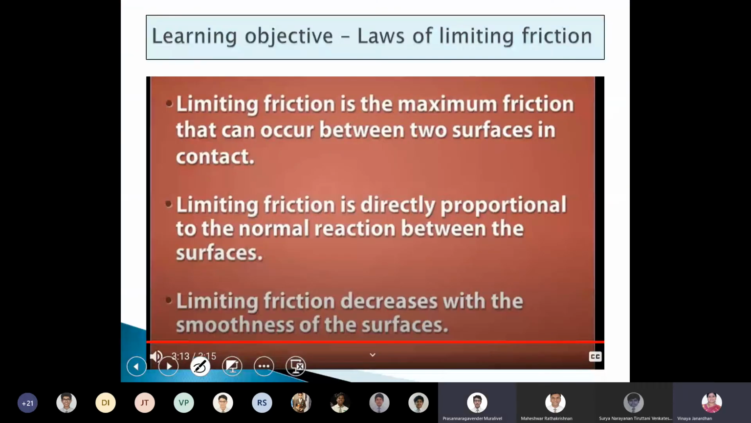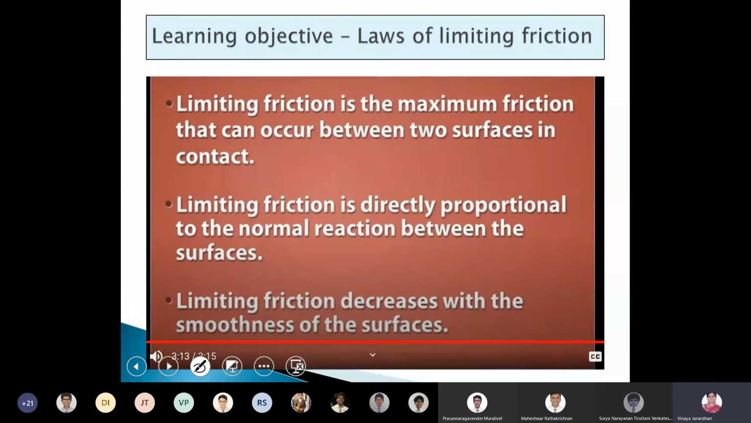Okay boys, we'll start with the laws of limiting friction, right? Now, is that the frictional force? Someone just now asked about the quicksand. Who was that? Surya. Surya, we'll see how different surfaces are going to affect your frictional force. The frictional force depends upon the surface. Naturally, it will depend on the surfaces.